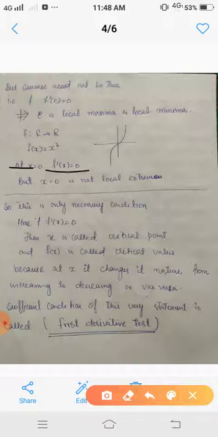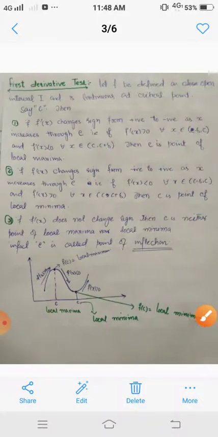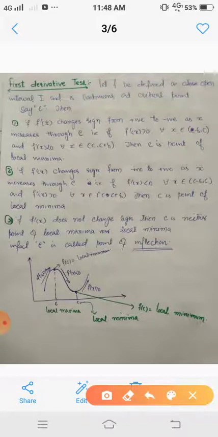In this regard we have one of the important tests, which tells us under what conditions f dash of C equals 0 implies that C is a local maxima or a local minima. So let us define this first derivative test. Suppose we have a function defined on an open interval I and continuous at the critical point, where the derivative is 0, that is, let's assume f dash of C equals 0 and the function is continuous at x equals C.